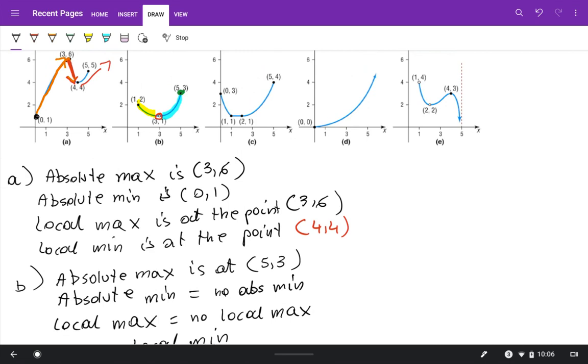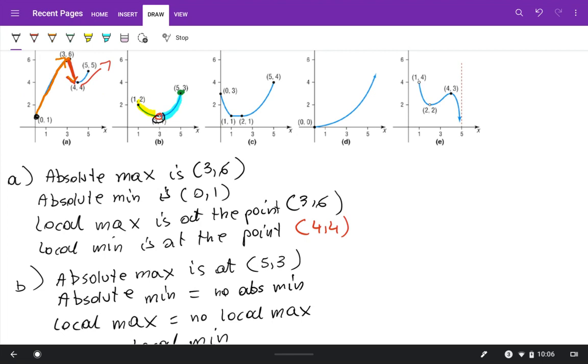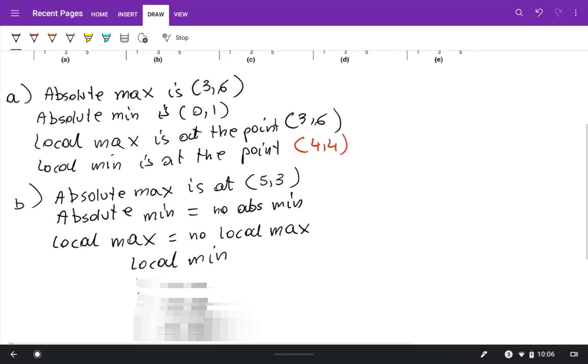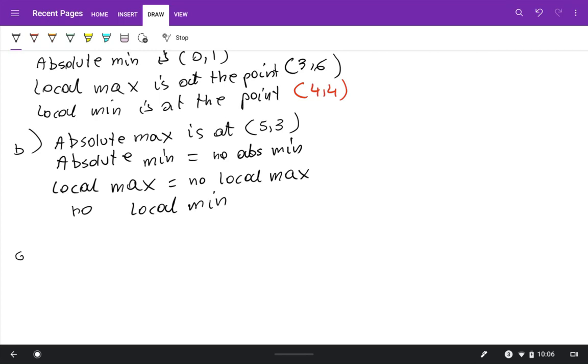So technically, that point should be here, but since (3, 1) is not part of the graph, we have an open circle. So this point we cannot call our local minimum, because it doesn't exist. It's not part of our graph. So we don't have a local minimum. Let's talk about graph C.